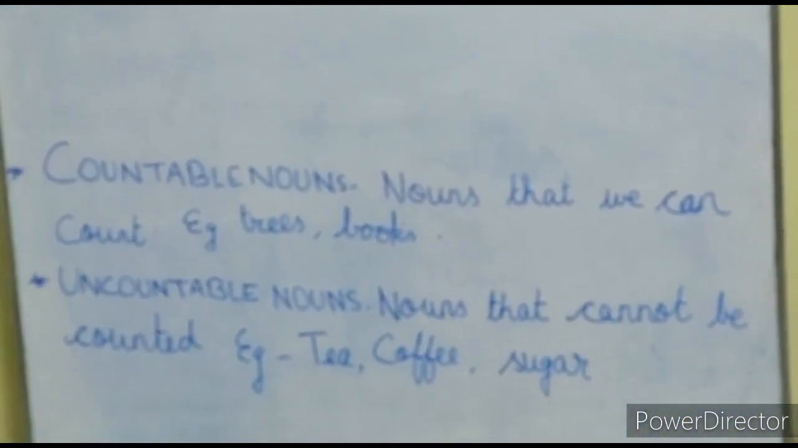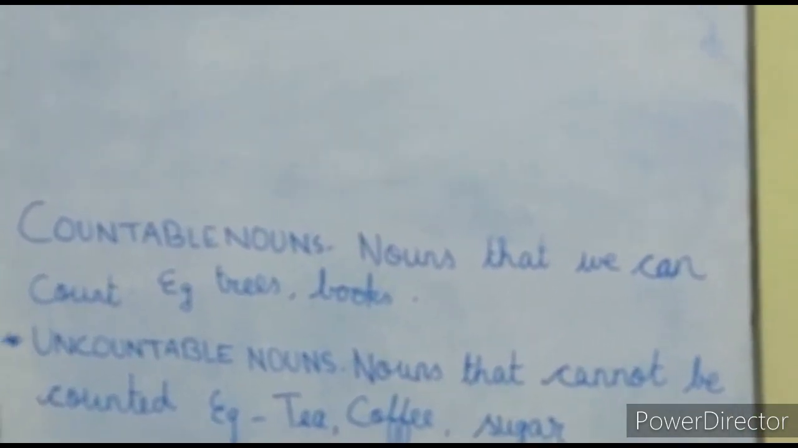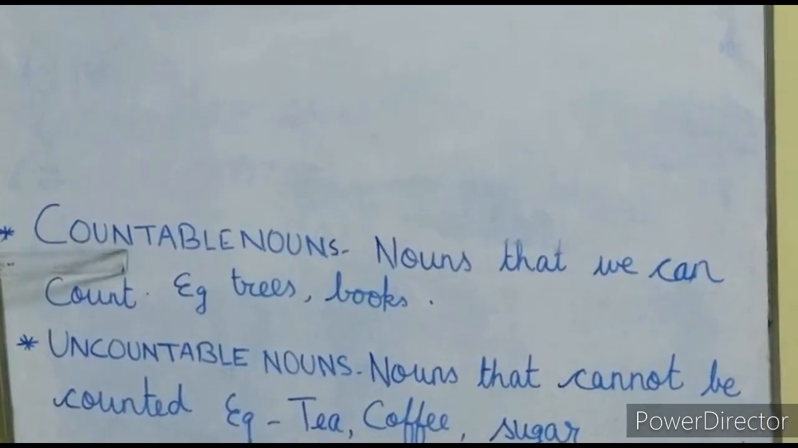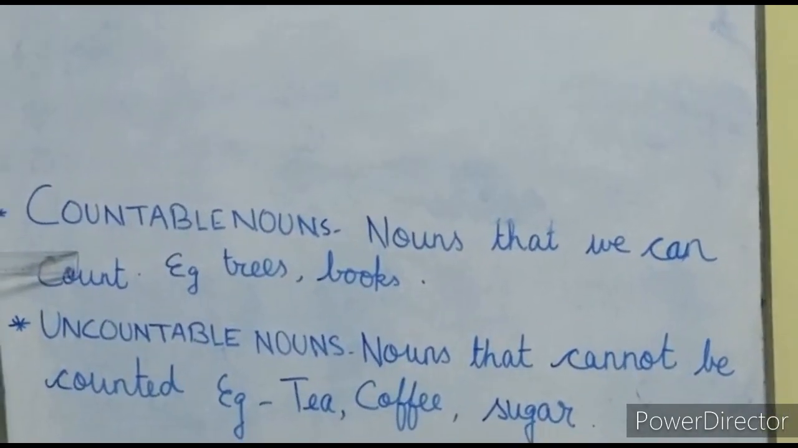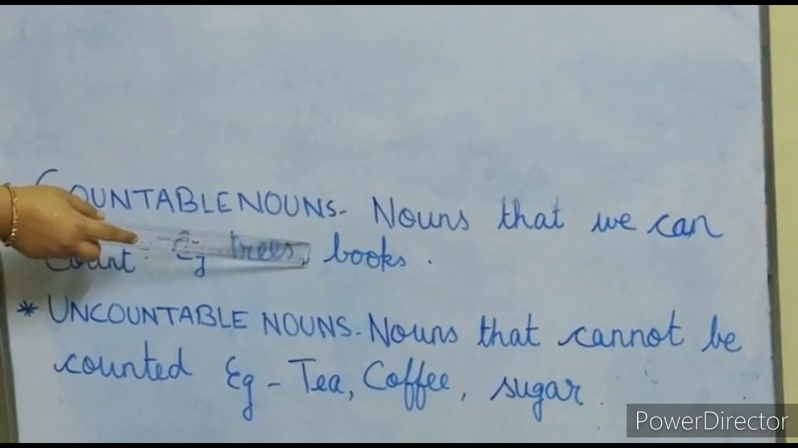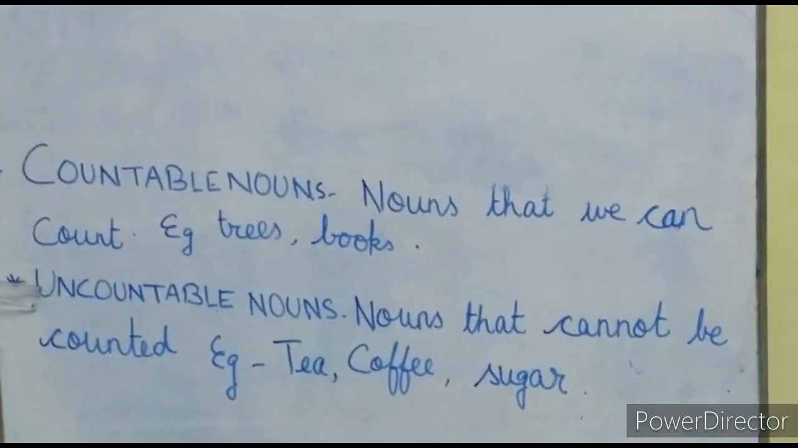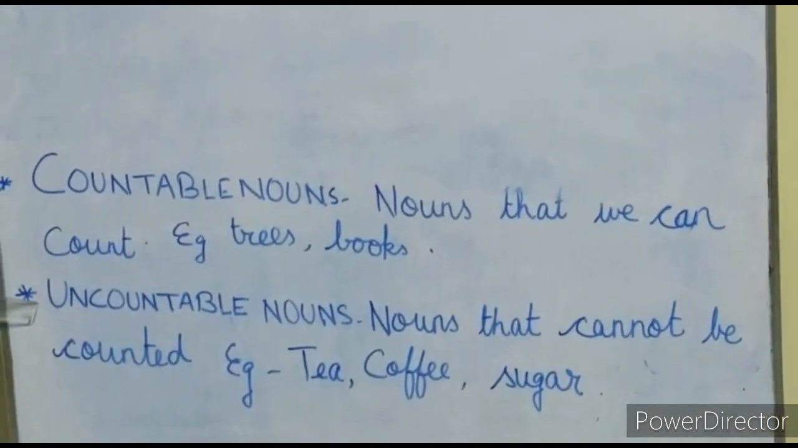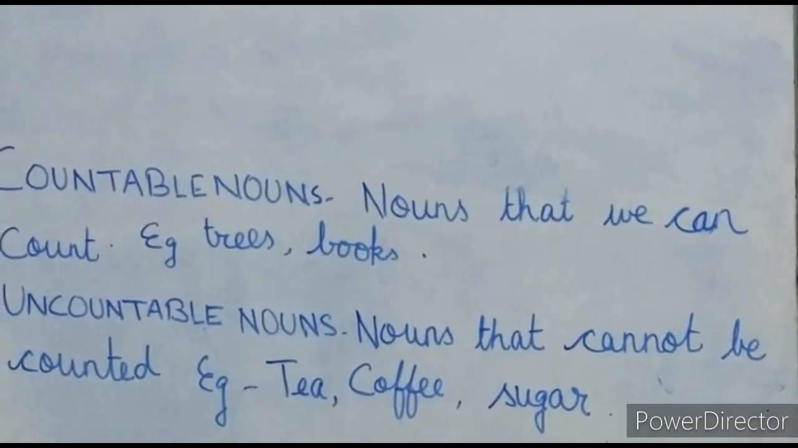Can you see the board clearly, students? See, I have written the definition. Countable nouns: nouns that we can count are called countable nouns, for example, trees, books, crayons. And uncountable nouns: nouns that cannot be counted, for example, tea, coffee, sugar, or water, isn't it?